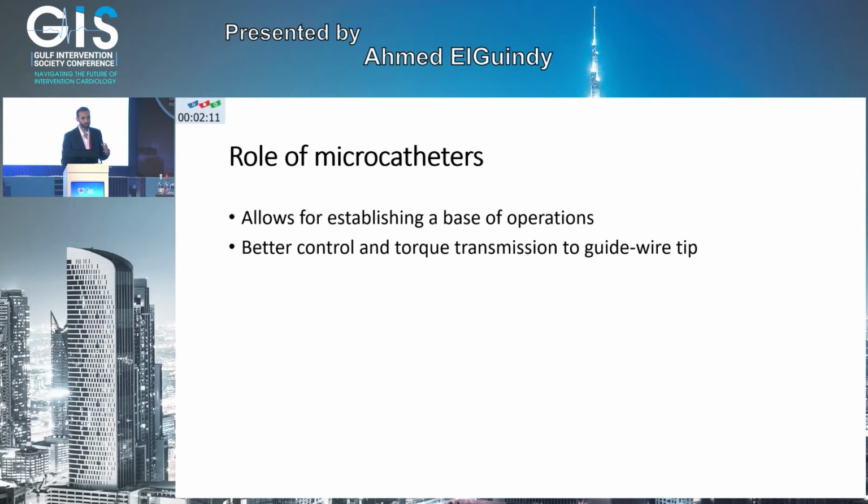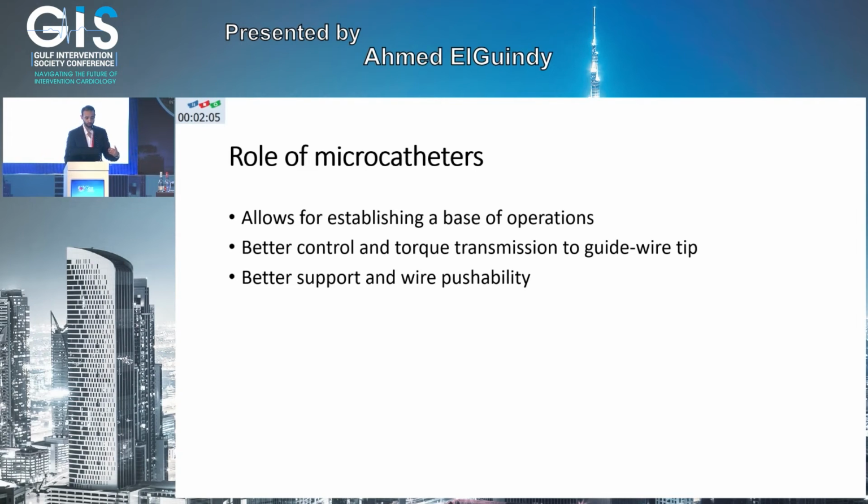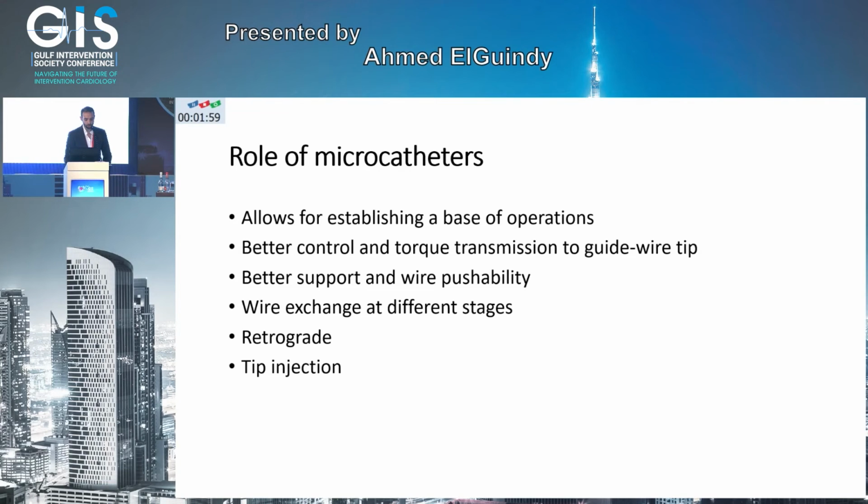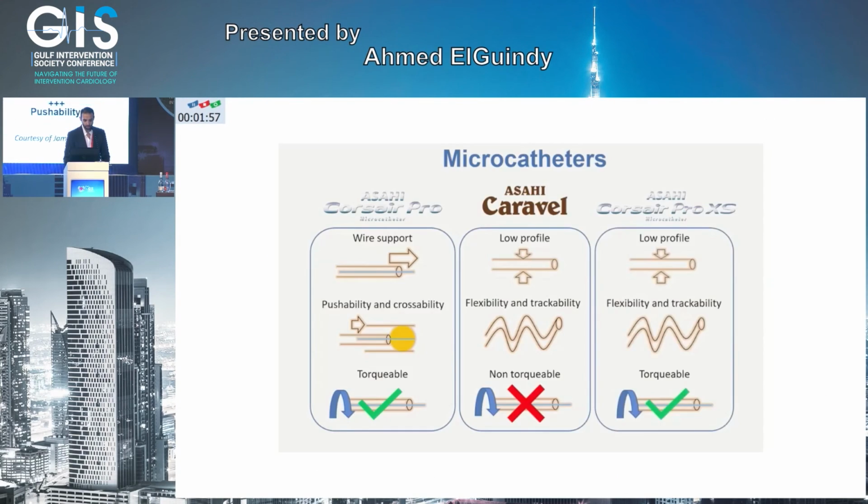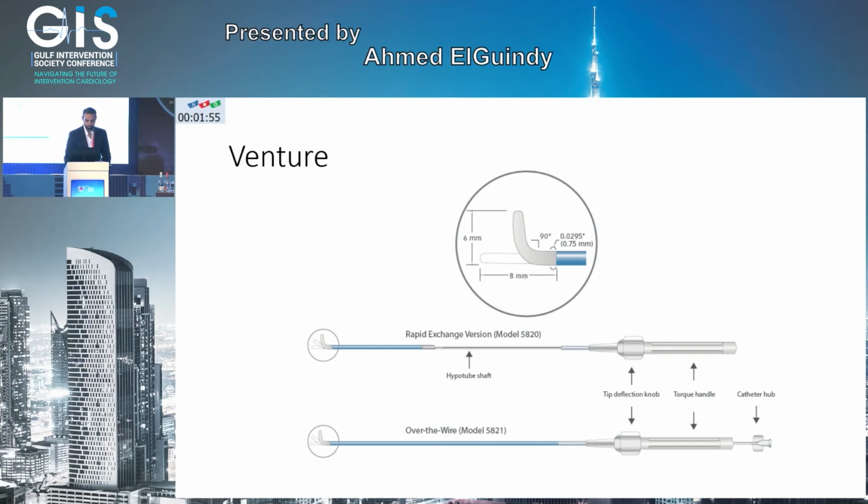Now, for the sake of time, I really want to take you to the important part. So you can't obviously do CTO PCI without microcatheters. I'm sure you all know why. We have a stable, steady base of operations. It gives you the support. It gives you the chance to change wires, but it also allows for wire exchange at different stages.